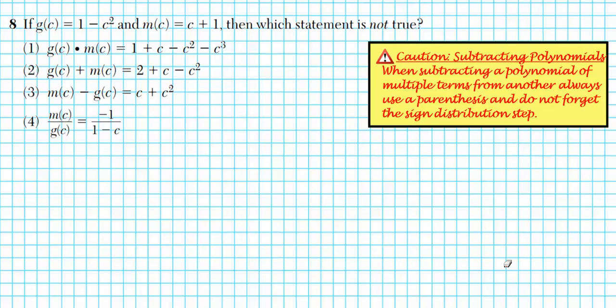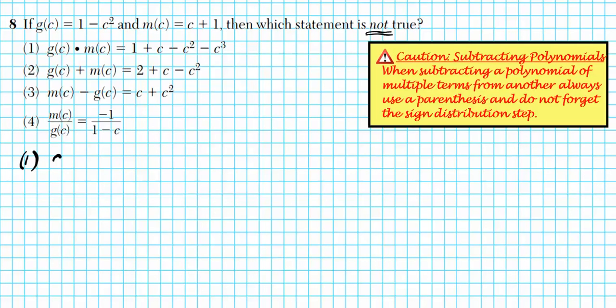All right, let's take a look at question number 8. It reads, if g of c equals 1 minus c squared and m of c is equal to c plus 1, then which statement is not true? Okay, so be careful here. We're looking for the one that's false. All right, let's try the first one. Is it true or false?